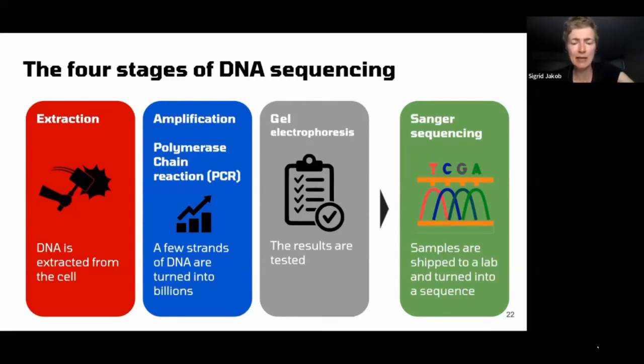The second step is, you're going to have a few strands of DNA when you do that, but to do polymerase chain reaction, you need billions of strands of DNA. You need a lot. So you're going to have to amplify those few strands and turn them into lots. And that's the second stage.